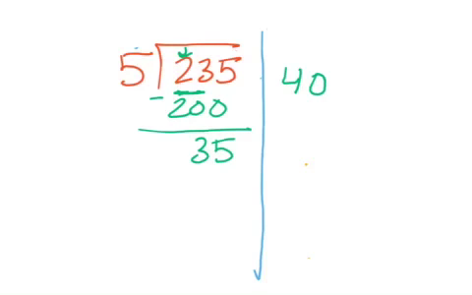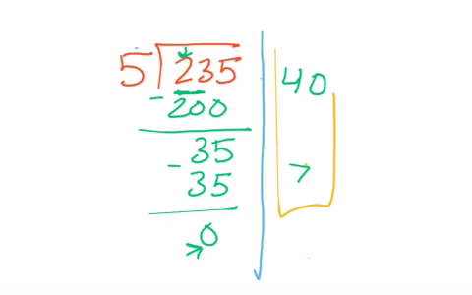Now I think to myself, do I know the fact 5 times what is going to give me 35? I do know that fact. 5 times 7 gives me 35. And again, I subtract, and I'm left with 0. So I know I can stop. Now, all I have to do in order to find my final quotient is to add all my pieces up, or my partial quotients. So 40 plus 7 gives me 47.